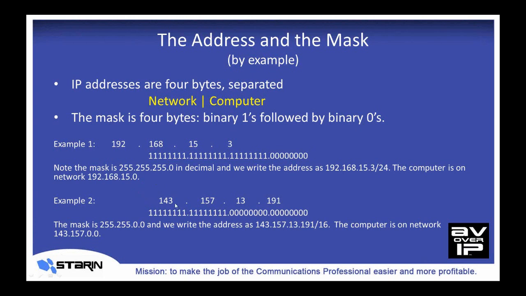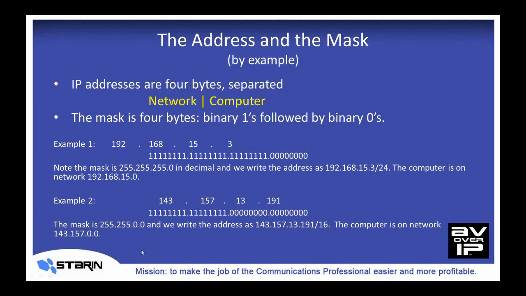See the 143? The class B address is 143.157.13.191, and they've chosen a mask of 255, 8 ones, 255, 8 ones, 0, 8 zeros, 0, 8 zeros. 255.255.0.0. That's the mask we would enter in the software. The shorthand notation would be 143.157.13.191 with a slash to say 16 ones are in the mask, a 16-bit mask.